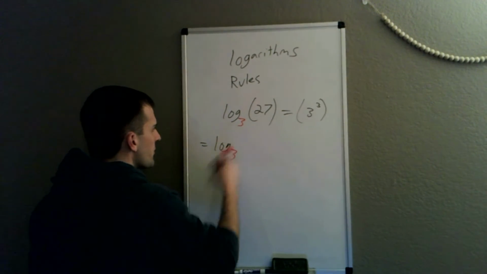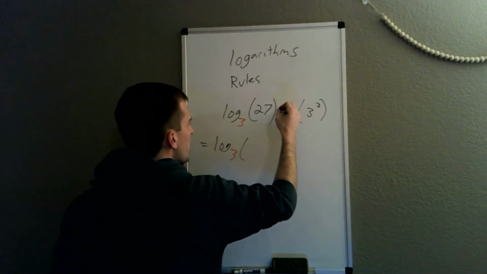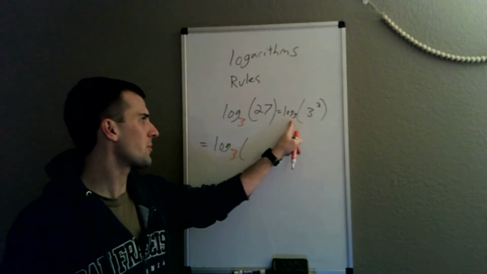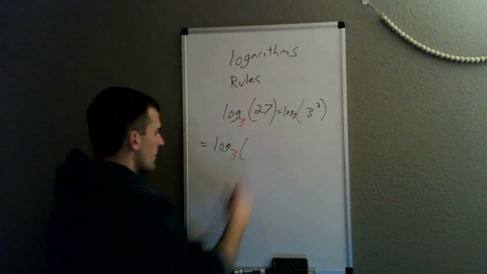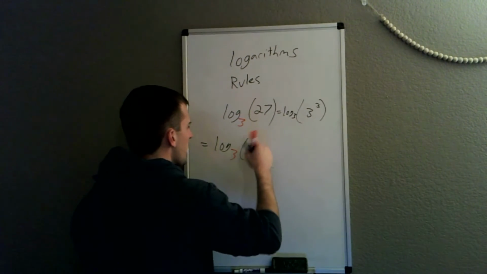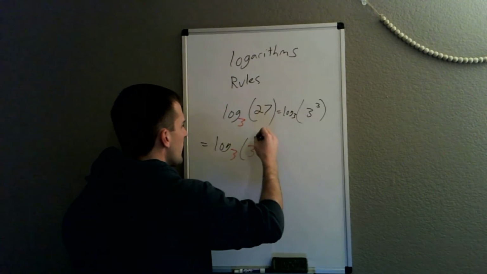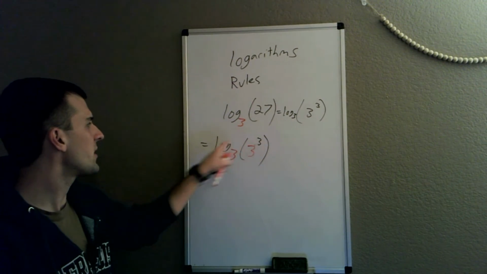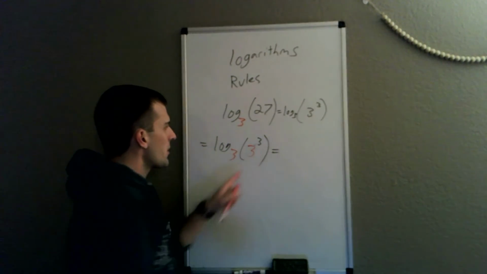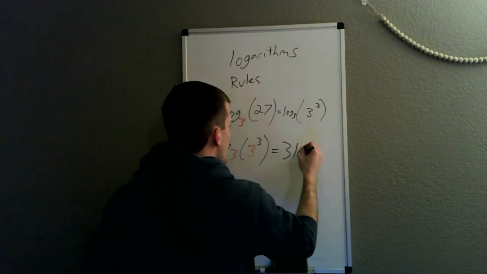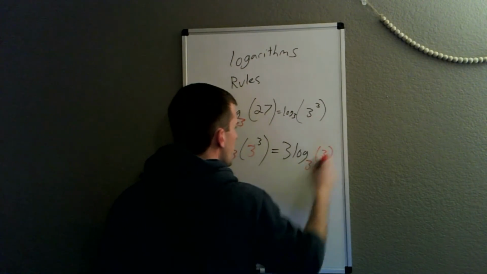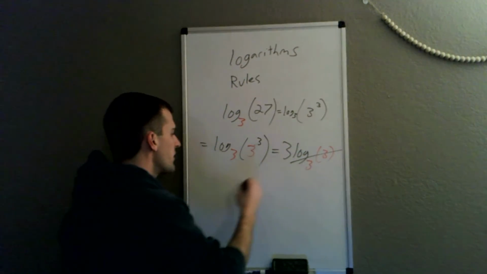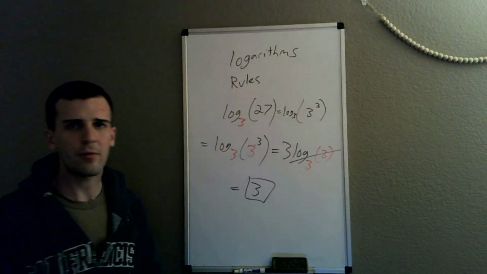So log base 3 of 27 is the same as log base 3 of 3 to the third. Keep the bases. Log base 3 of 3 to the third. With our logarithm rules, we know that we can move a power down to the front. So I'm going to rewrite this as 3 times log base 3 of 3. And now we have the same base as what's inside the logarithm. This just becomes 1. And we simplify this to a value of 3.